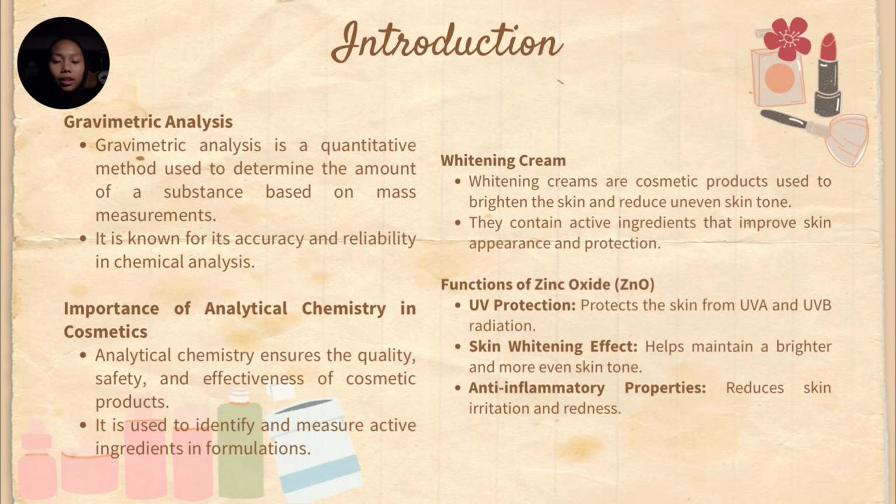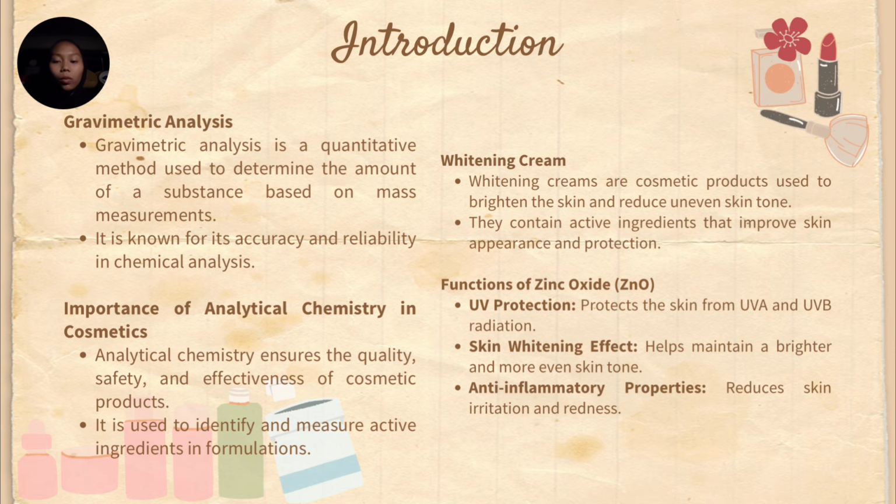Whitening cream is a skincare product designed to brighten the skin and improve overall skin tone. It helps reduce the appearance of dark spots, pigmentation, and uneven skin color. These creams contain active ingredients such as zinc oxide, niacinamide, vitamin C, or arbutin, which work together to improve the skin's appearance while protecting it from environmental damage.